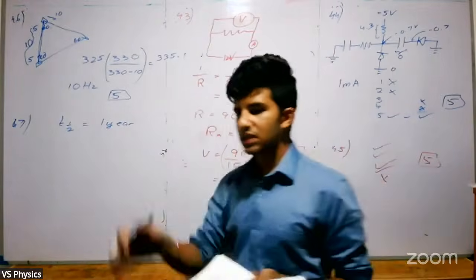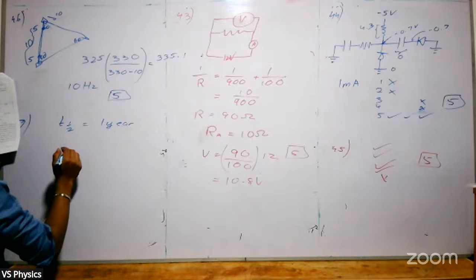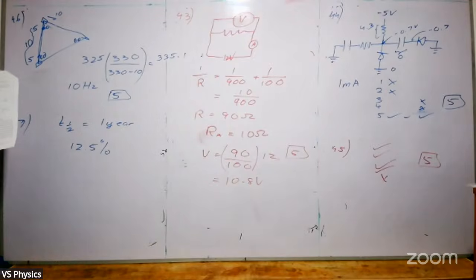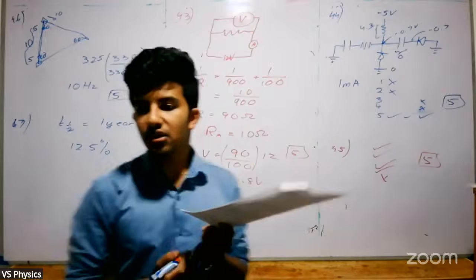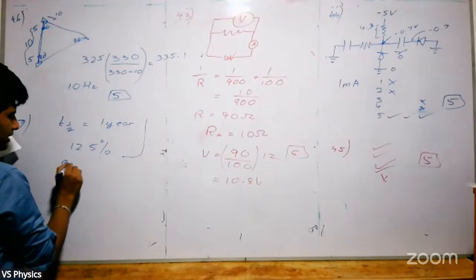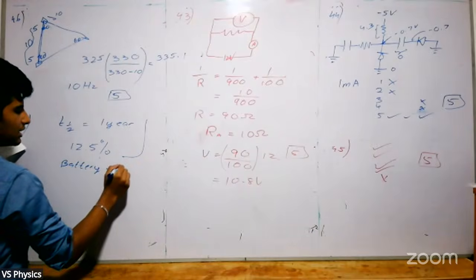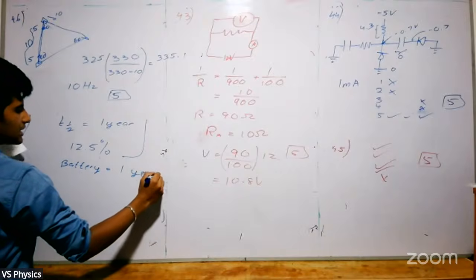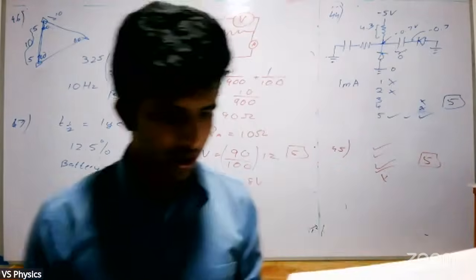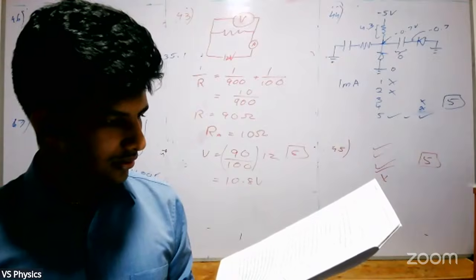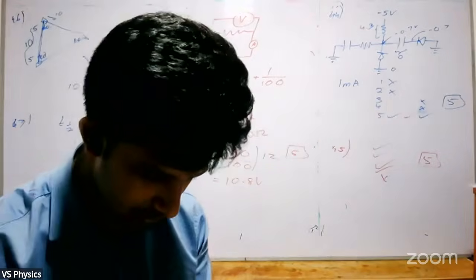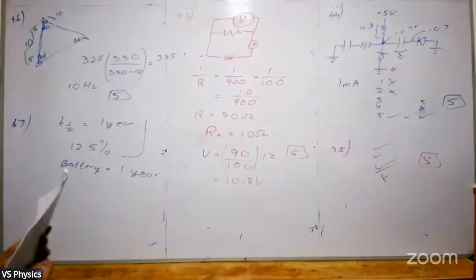For the rover to work, you need at least 12.5% of the initial radioactive power. And the battery can store up to 1 year of energy. And in there, there's another battery. This battery will store up to 1 year of energy. Then they are asking how long will the rover survive?